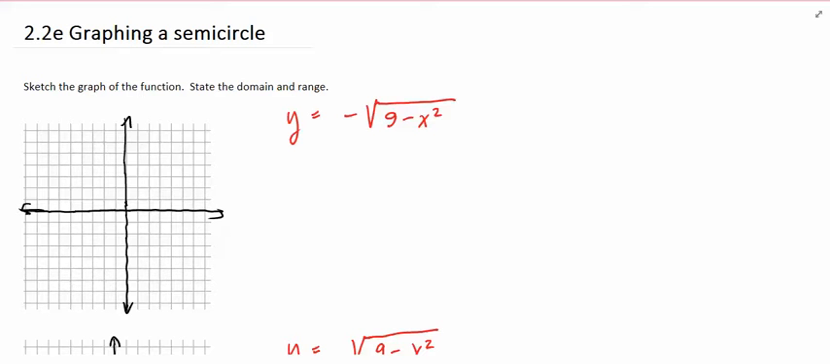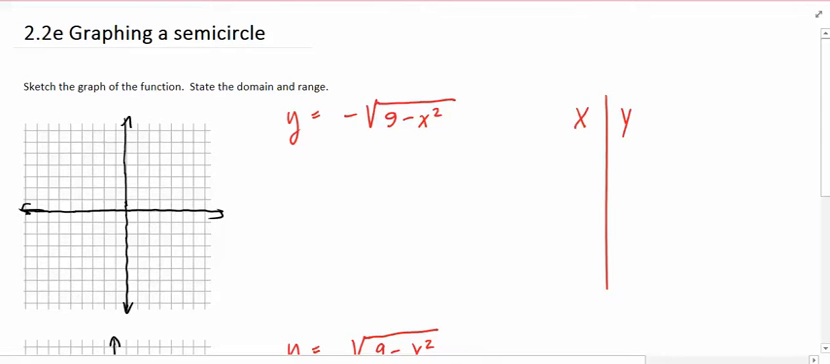Graphing a semicircle, we're going to sketch the graph of a function and then state the domain and range. Alright, let's take a look at it. We know that a semicircle looks like this or something like that, so they already kind of give us an idea of what we're going to be sketching, but let's just make sure that we understand how to do it if we didn't get any clue ahead of time.